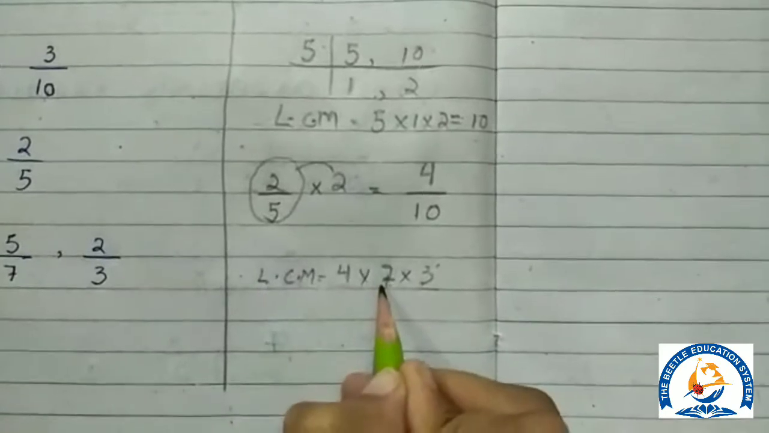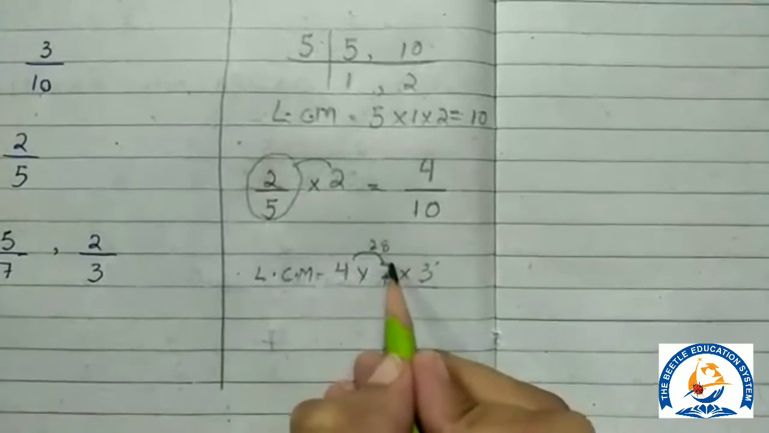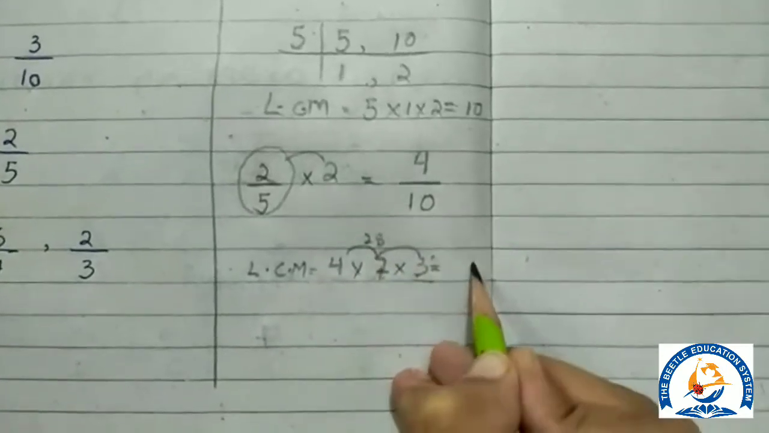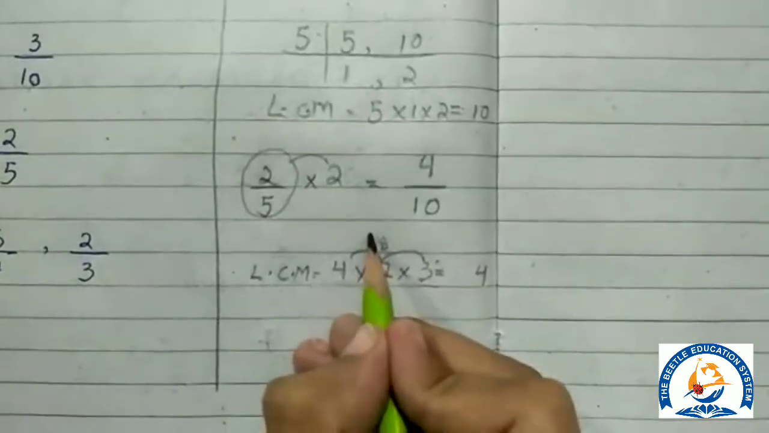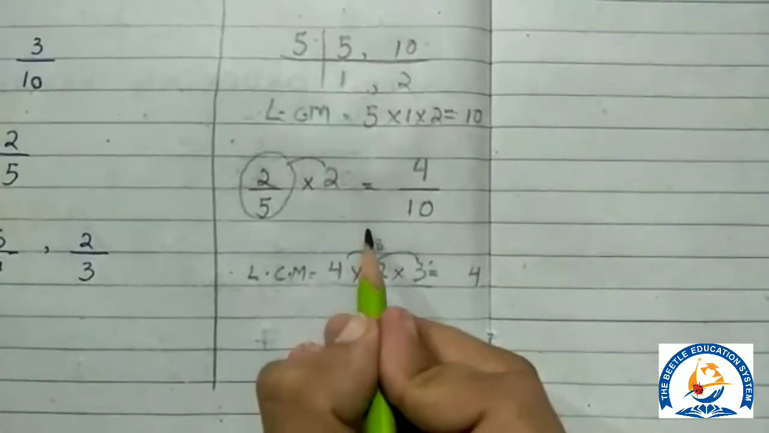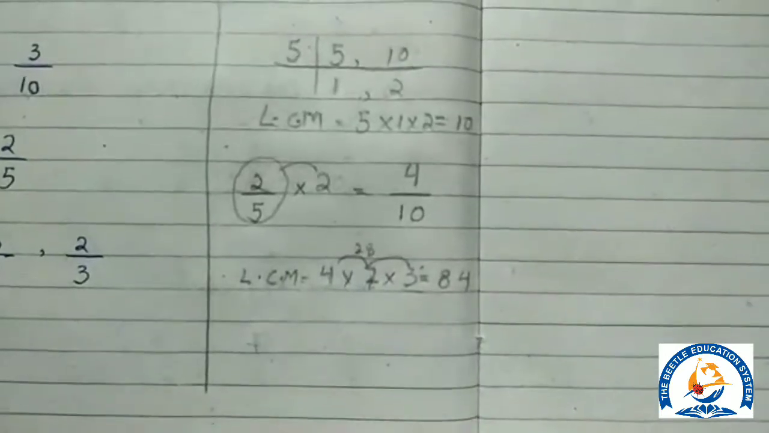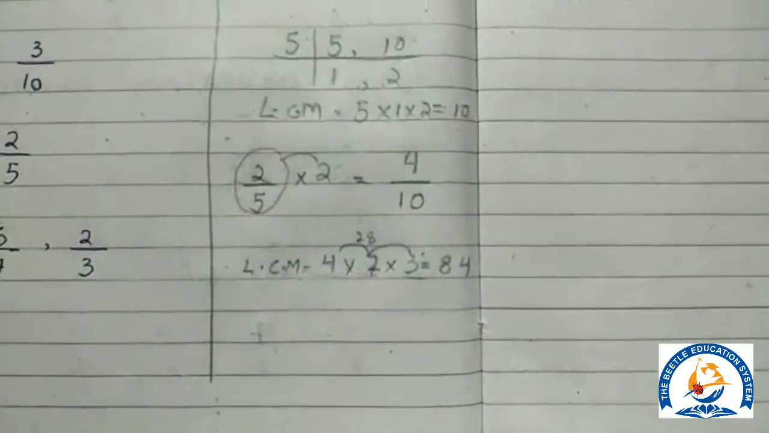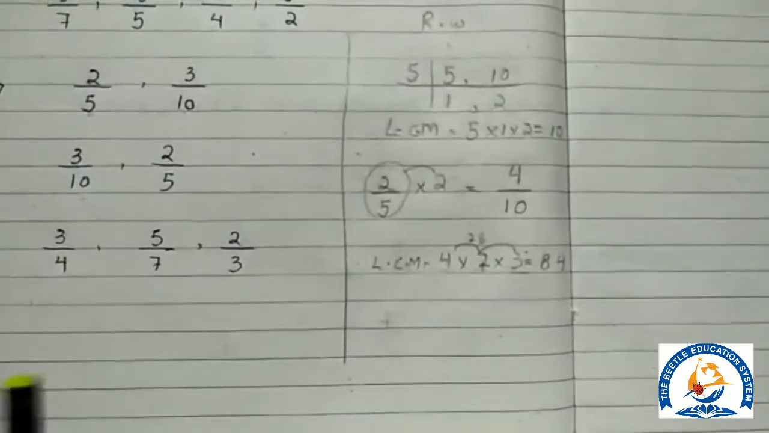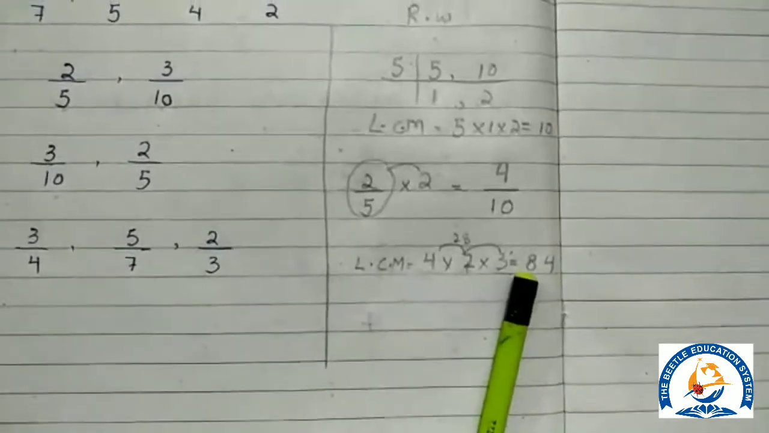4 7 times is 28. And we will multiply now 3 with 28. 3 8 times is 24. 4 is here. 2 is carried on. 3 2 times is 6. 6 plus 2 is 8. 84. So the LCM here is 84. Now what will we do? Now we have to make all these denominators equal to 84.